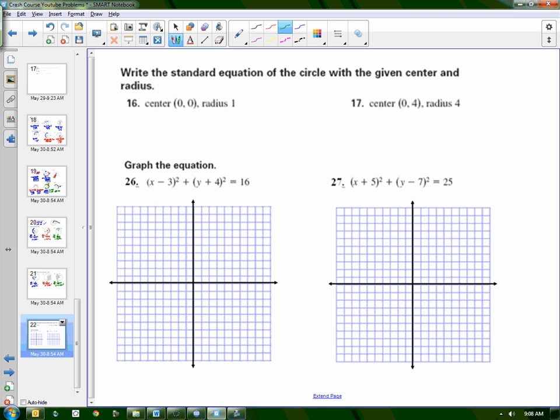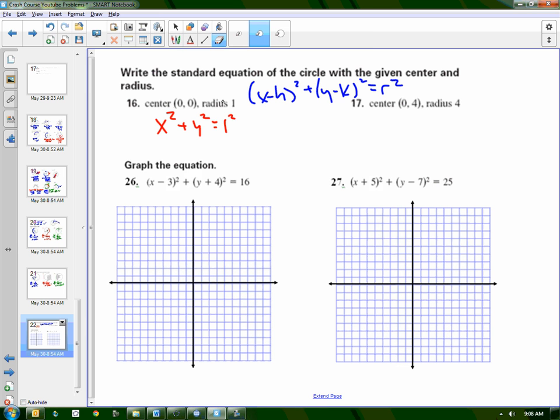Let's talk about the equation of a circle. The equation of a circle is, actually I shouldn't say y, I should say x minus h, quantity squared, plus y minus k, quantity squared, equals r squared. So this is standard form of a circle. If they give me that the center of the circle is 0, 0, then my h, k is 0, 0. So it'd be x minus 0, which is just x squared, plus y minus 0 is just y squared, equals r squared, that's 1 squared. So I get just 1. So x squared plus y squared equals 1.